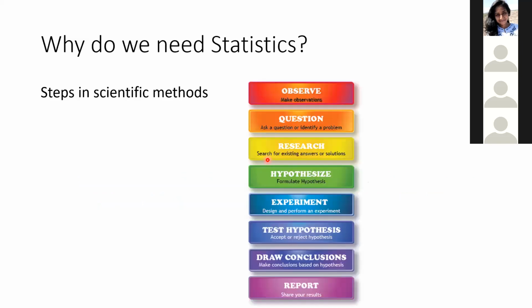So what we do is we do scientific research. So scientific research involves scientific methods. So this is one illustration of this scientific method. So we observe, we question, we research, we hypothesize, we experiment, then test the hypothesis, then we draw conclusions, and then we report the findings. So as you can see, for most of the areas, statistics is required in scientific methods, right? So that is why it is very important to get proper statisticians' help when you are planning or conducting the experiments, or basically when you are doing research.